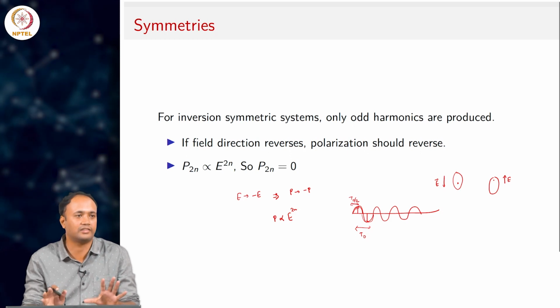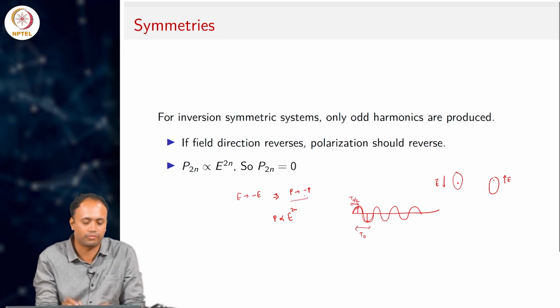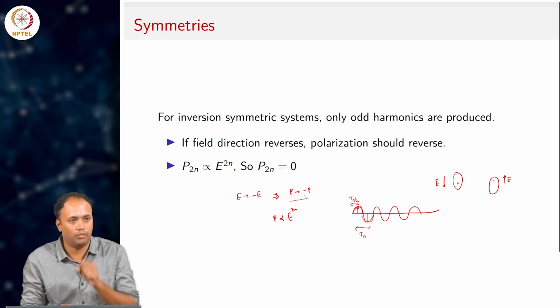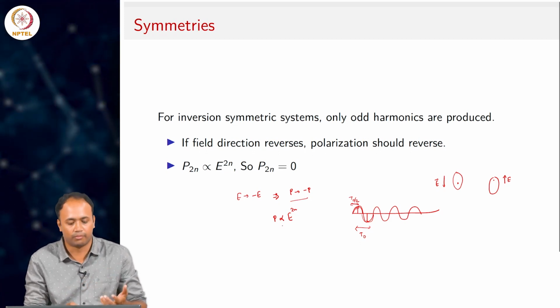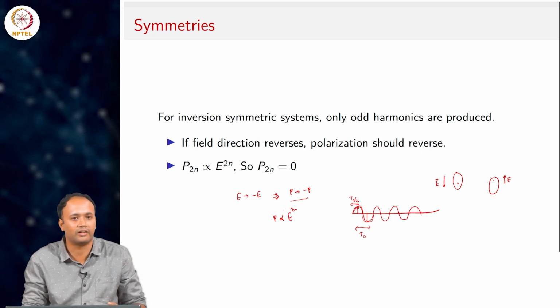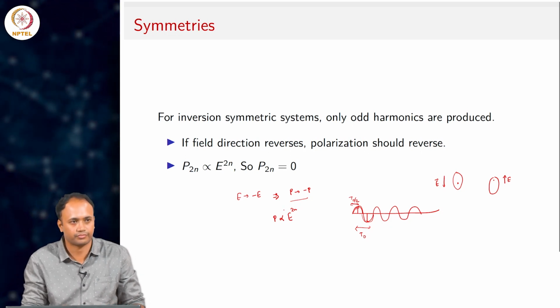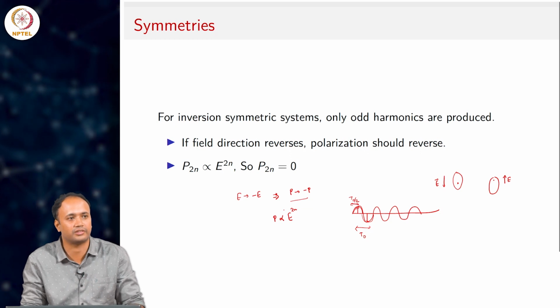So you can understand this in these two different ways, but this is for now a simple way to do it. The only way this condition can be satisfied is if the polarization due to these even order terms goes to 0, and that's what you also see in the simulation.